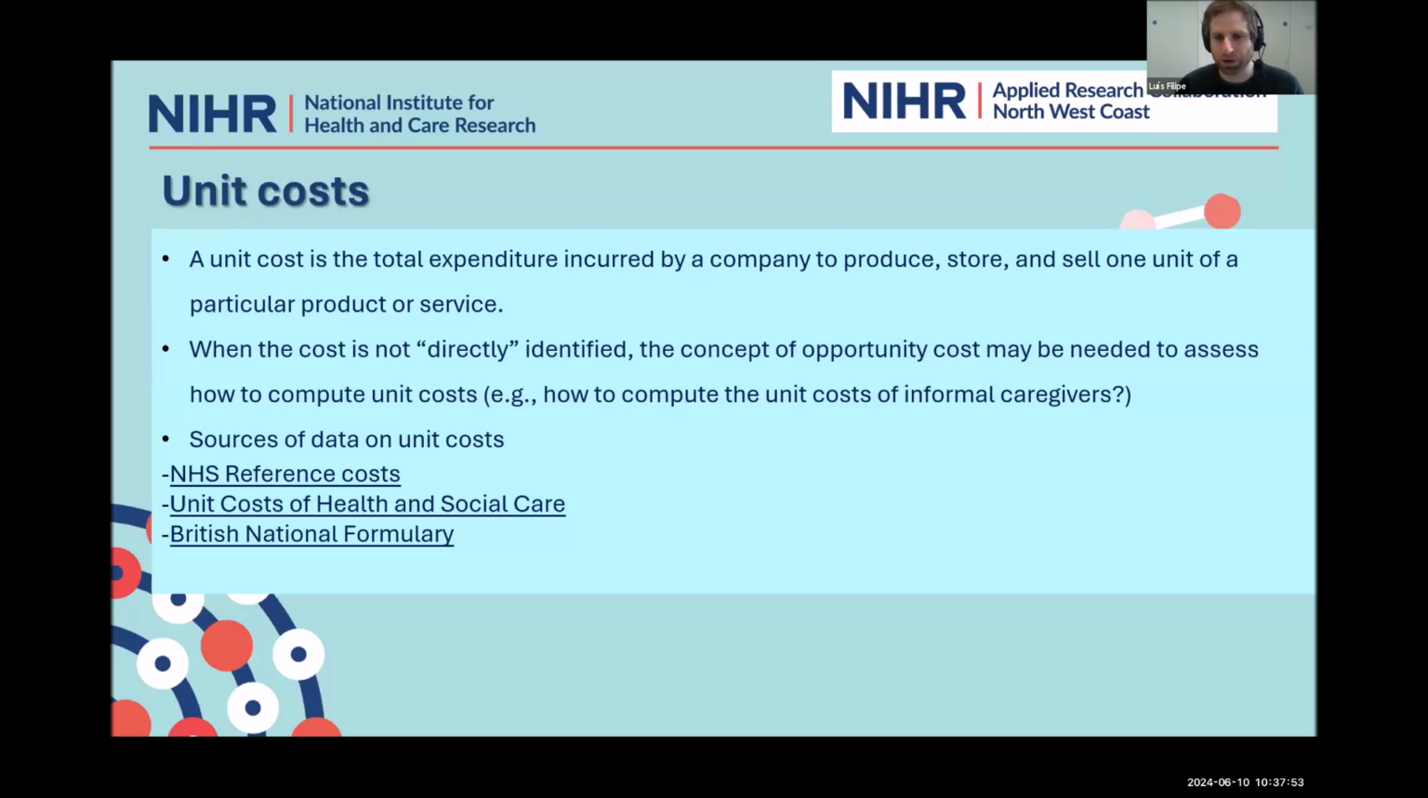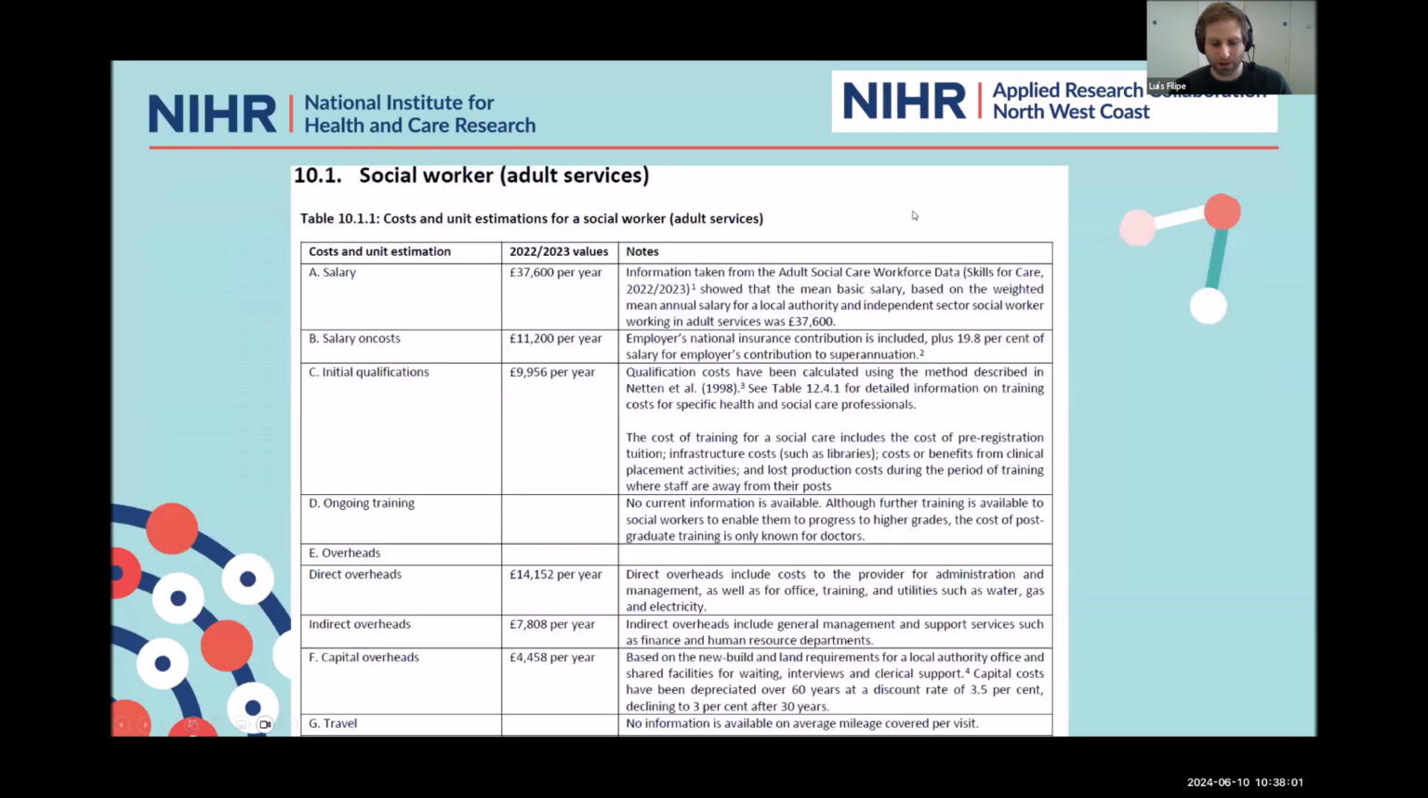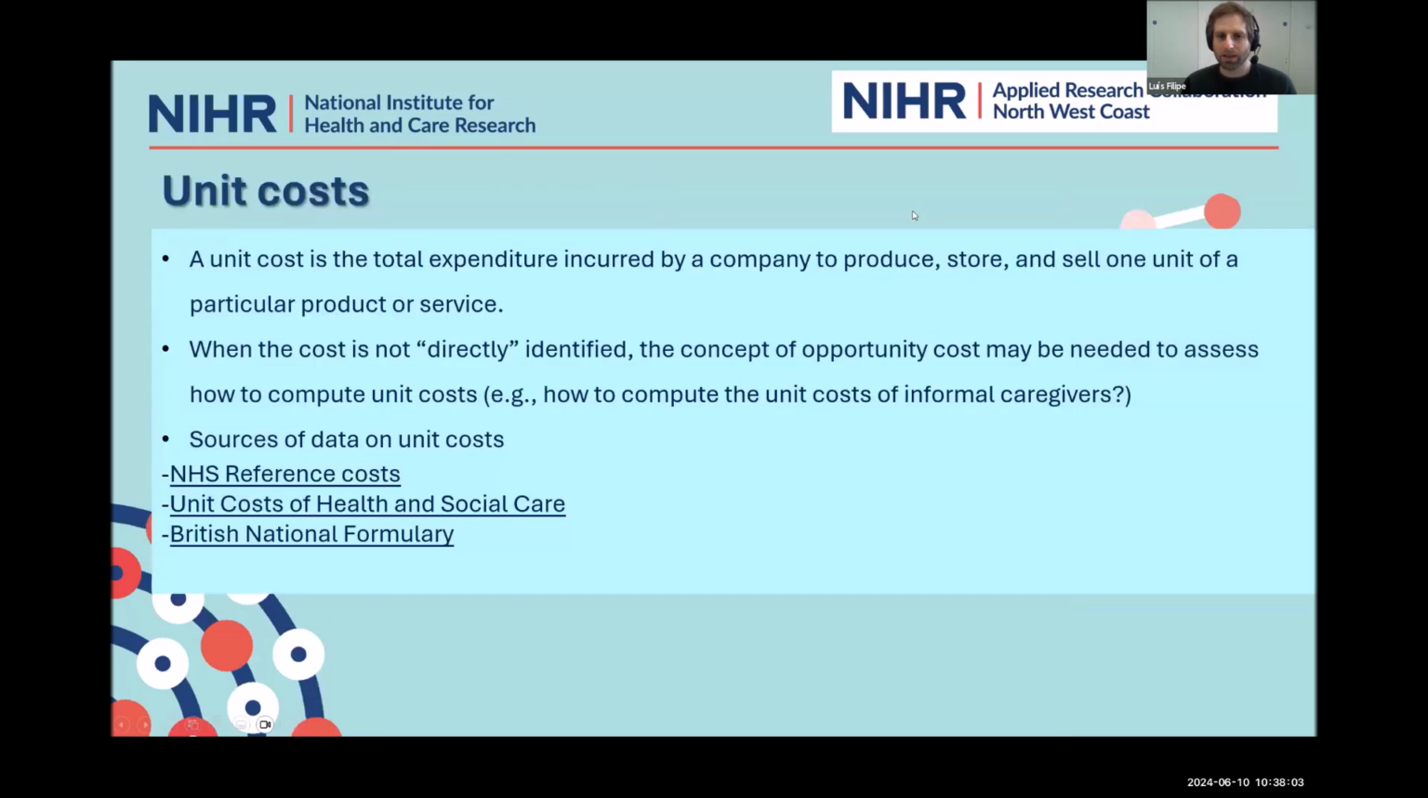How do you compute the unit costs of informal caregivers? So it's tricky, right? Sorry, I didn't want to skip. It's tricky. How do you compute the unit costs of the informal caregivers having to step in or out?